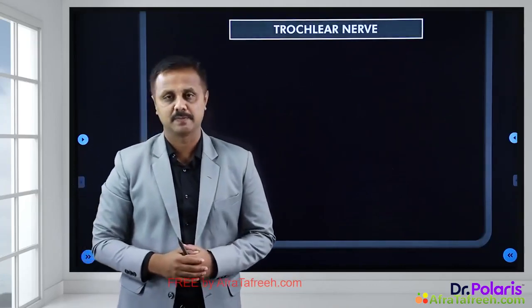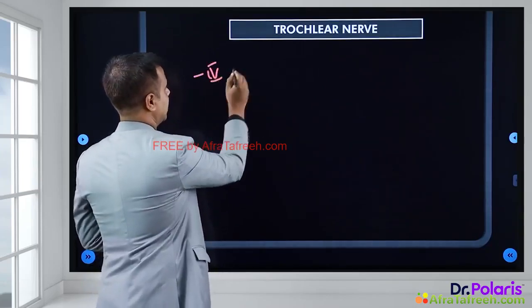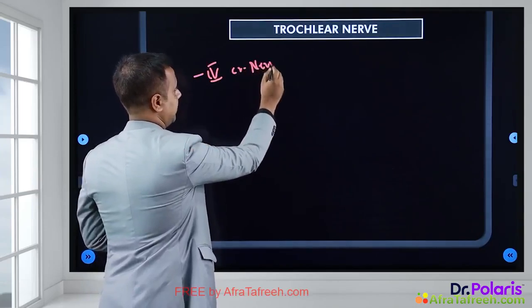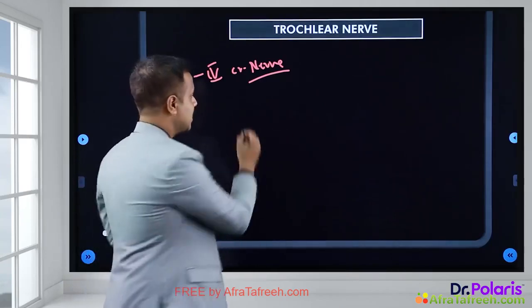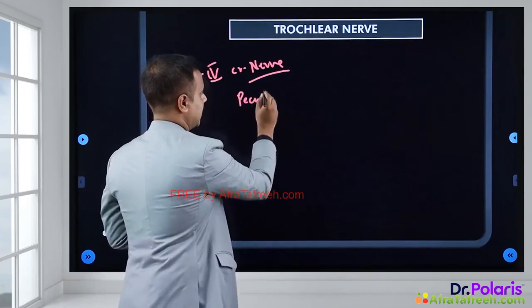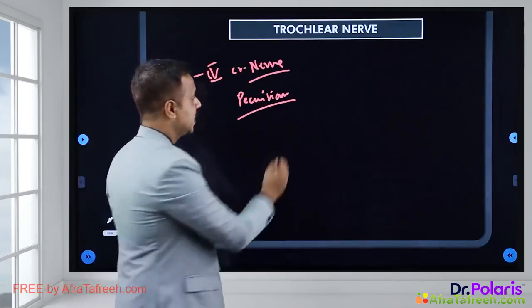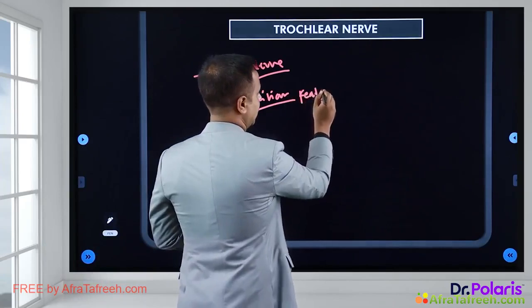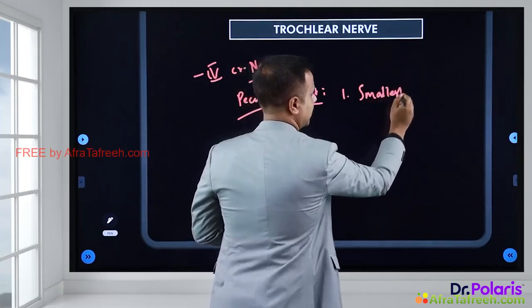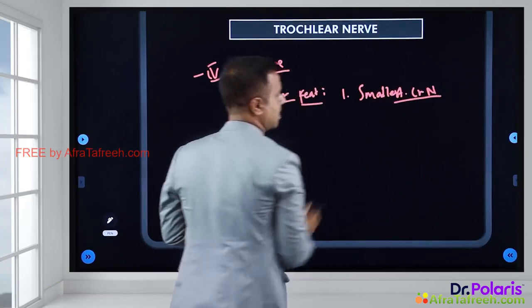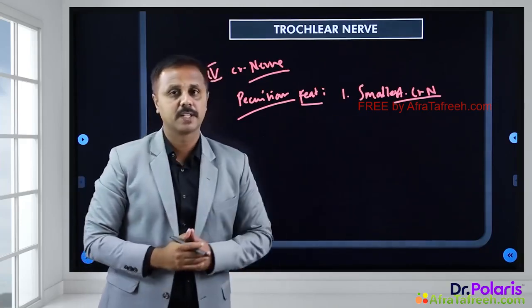of the trochlear nerve. Now, the trochlear nerve is the fourth cranial nerve. Right? It is the fourth cranial nerve, and the trochlear nerve has some peculiar features. Now let's try to understand what the peculiar features of the trochlear nerve are. So the peculiar features are, one, it is the smallest of all the cranial nerves. Fine. So remember this important point. The trochlear nerve is the smallest of all the 12 pairs of cranial nerves.